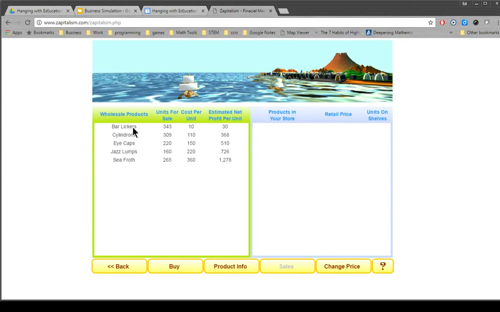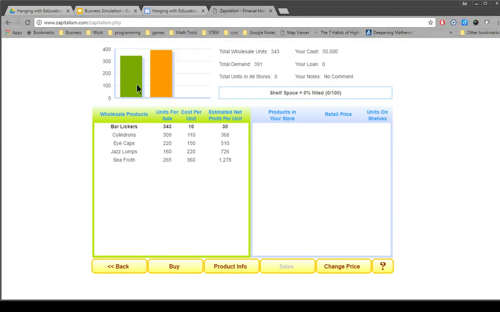If you click on any of these products, look what shows up. I now have bar graphs, and I have table graphs. I have all the table data, rather. I have many different ways now to make my decision. And remember, we're working in teams of 3. And I can see how many wholesale units are out there. What is the total demand for this product?